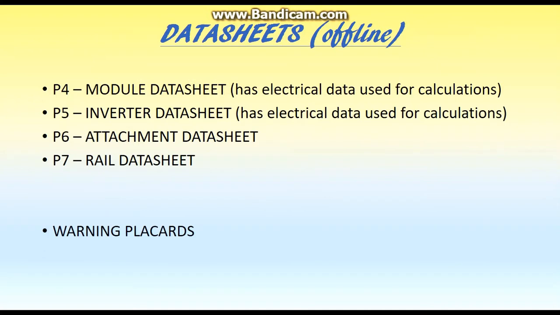The next few pages are all the data sheets. All I do there is change the customer information, the address, the name, and I swap out the JPEGs to be the data sheets of the pertinent data sheets for the project. So module data sheet, inverter data sheet goes on page 5, page 6 is the attachment data sheet, page 7 is a rail data sheet. And then finally, the final page is warning placards.